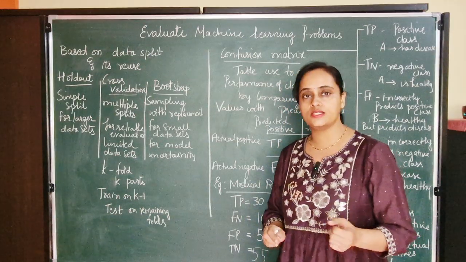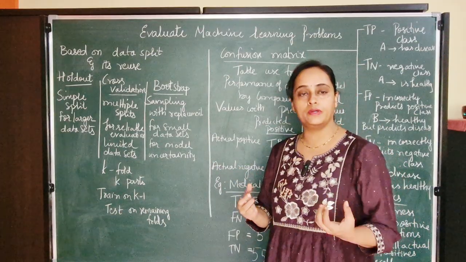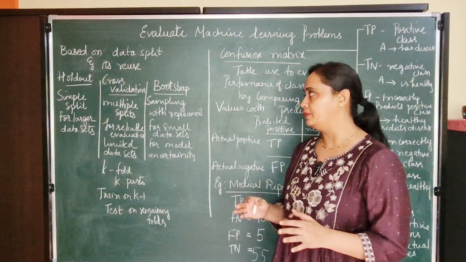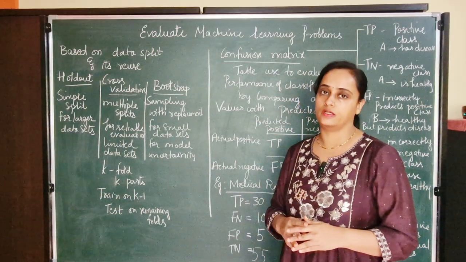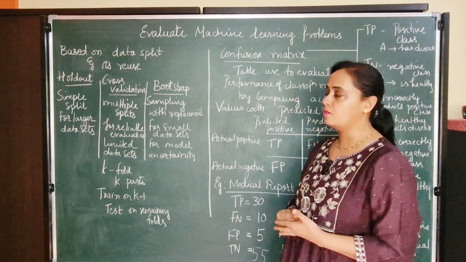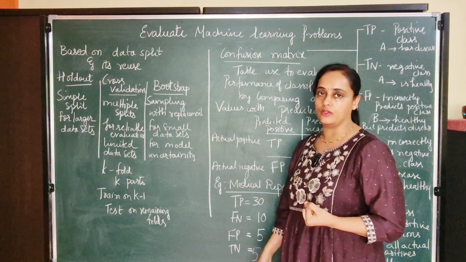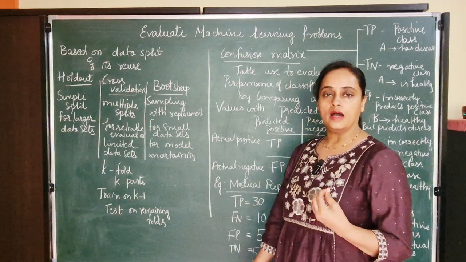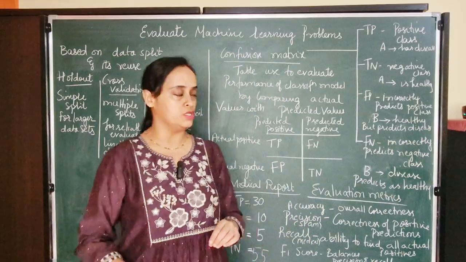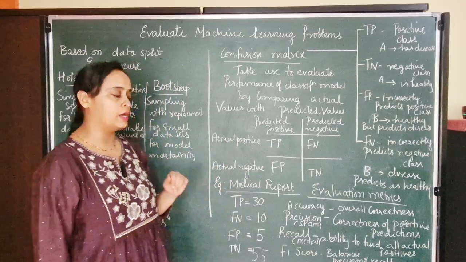Cross validation is where multiple splits happen, used when we want reliable evaluation and the data set available is very limited. In bootstrap, the data set is sampled with replacement. Basically, when the data sets available are very small, this methodology is used, and for identifying the uncertainty in the model, we go with the bootstrap methodology. So these are the three different methodologies where the evaluation of machine learning models can be done.